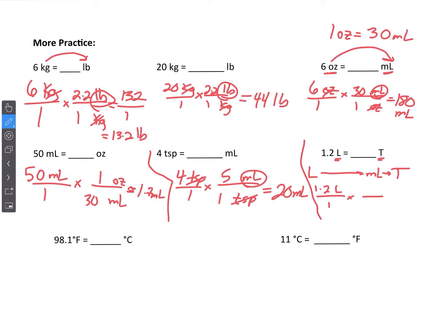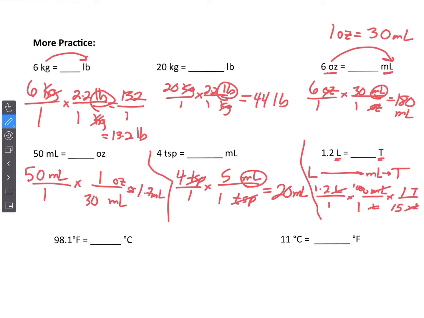So I'm first just going to set up my units. If I multiply by a conversion factor of milliliters over liters, liters will cancel. But then I want to cancel out milliliters and go into tablespoons. So I'm just setting everything up. And now I'm going to go in and put in my conversion factors. I know in 1 liter there are 1,000 milliliters. And I know there are 15 milliliters in 1 tablespoon.